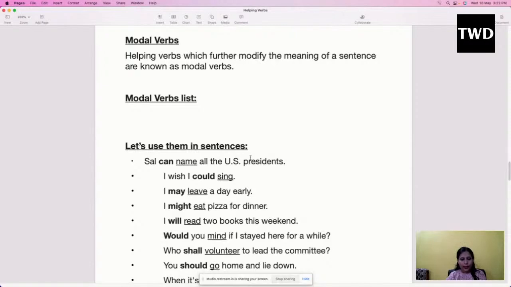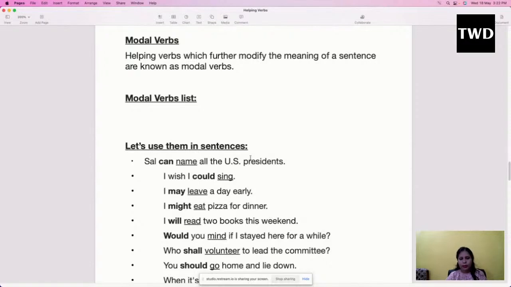Yeah. And then here, asking a question, would you mind if I stayed here for a while? Such a nice polite way of asking questions. Please, if you can, just see the structure of the sentence and try to use such kinds of sentences with your friends, with your colleagues, and especially in a professional environment. Such sentences are very good to be used. The moment you use such sentences, remember, half of your work would be done.